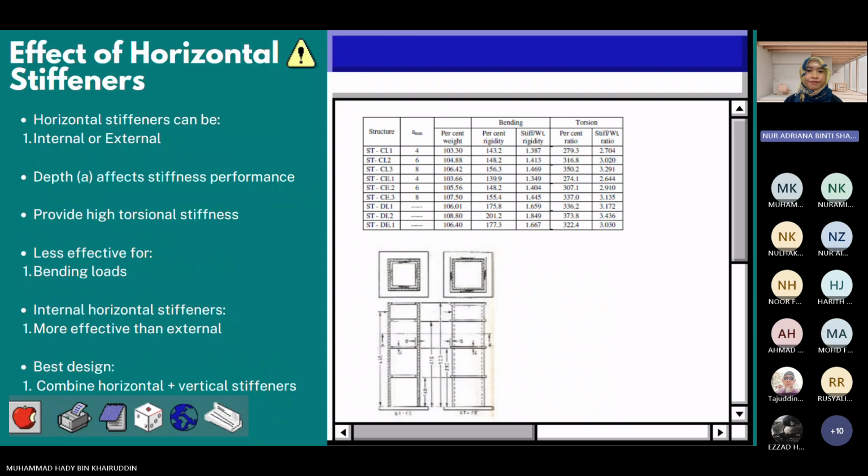Okay, this one is the effect of horizontal stiffeners. Similar to vertical ones, they can be placed internally or externally, and their depth is also varied. Horizontal stiffeners are very good at resisting torsion because they prevent rotation. However, they are not very effective for bending. Also, internal stiffeners perform slightly better than external ones. So the best approach is to combine horizontal and vertical stiffeners to get good stiffness in both bending and torsion.